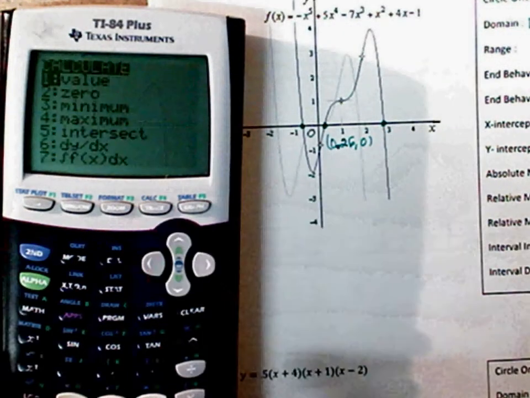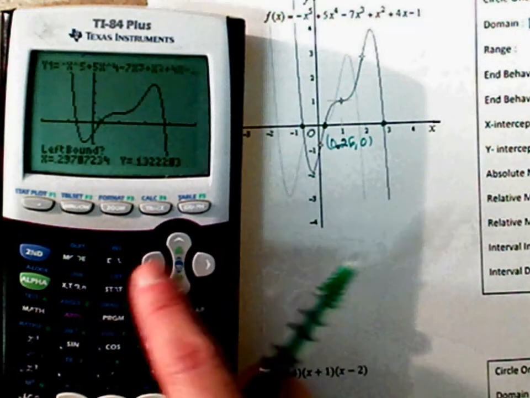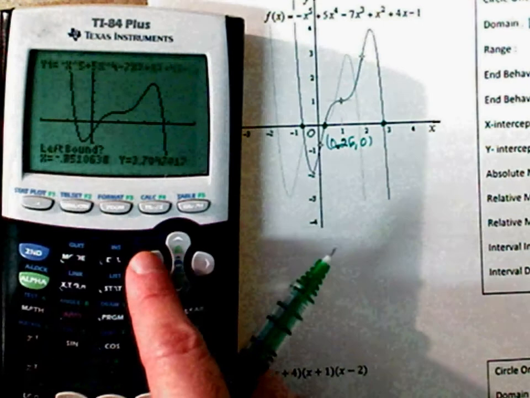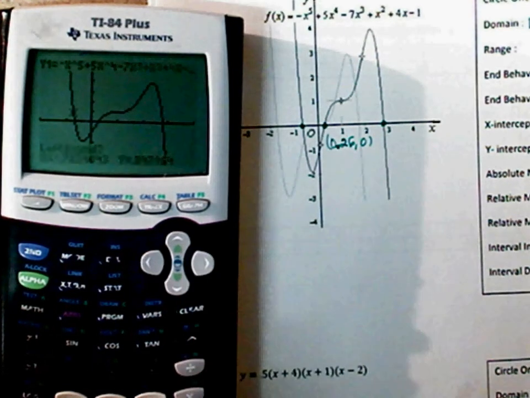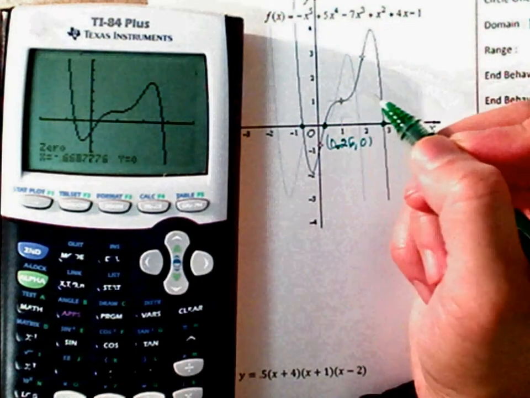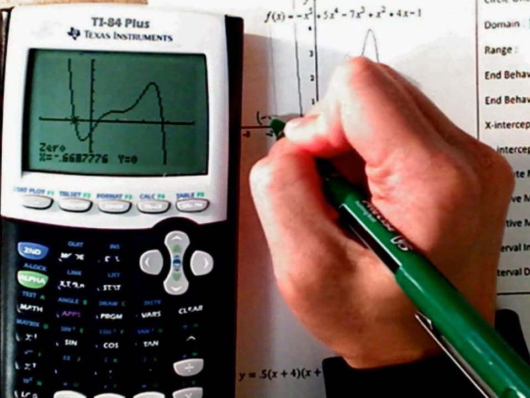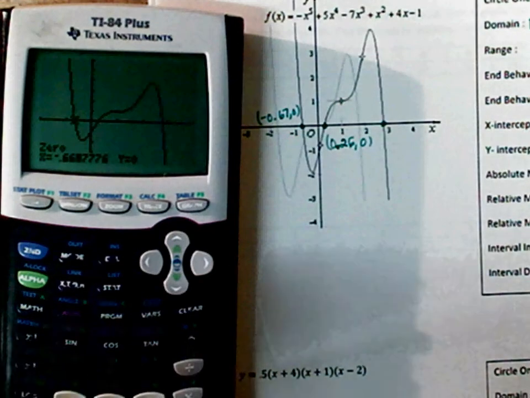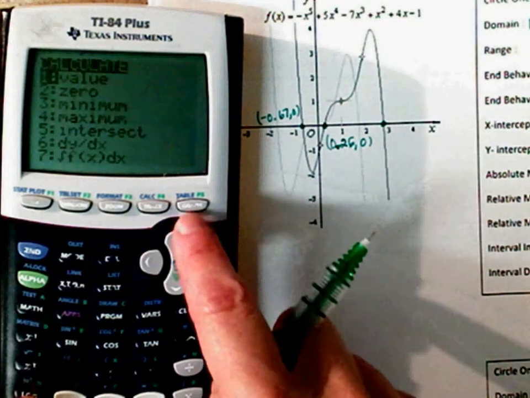Second calc. Go to 2. You do the same thing. I'm not too far. This is the one I want to find. So, left boundary, go past that point I want, right boundary, and it's going to give me my coordinate. This one here is negative 0.67, 0. Okay? Let's go ahead and find that point. Second calc, you do the same thing, 2.